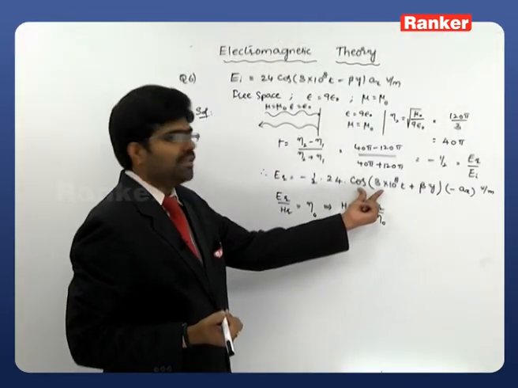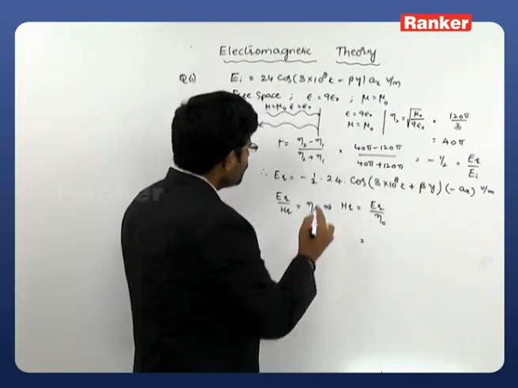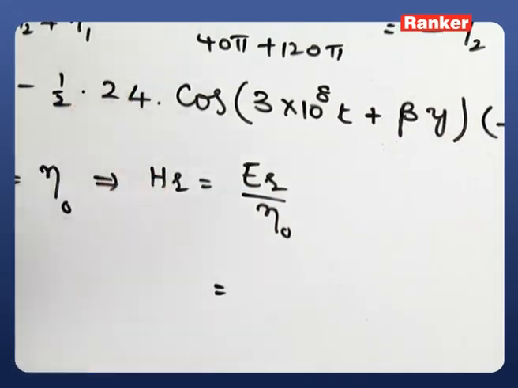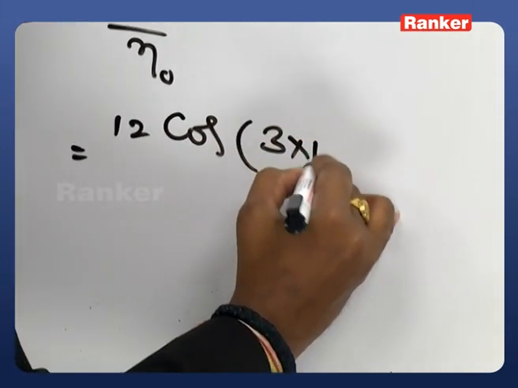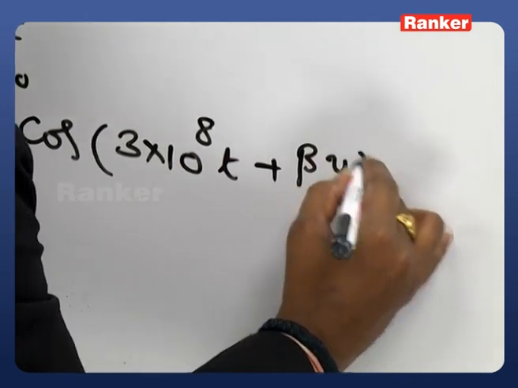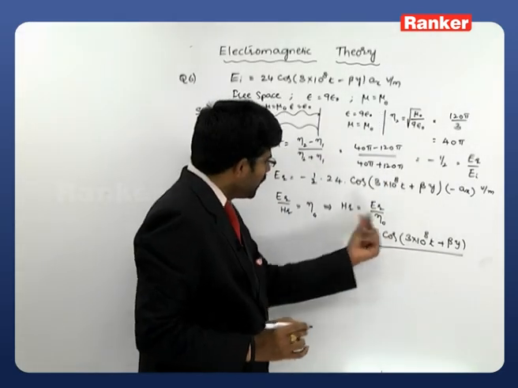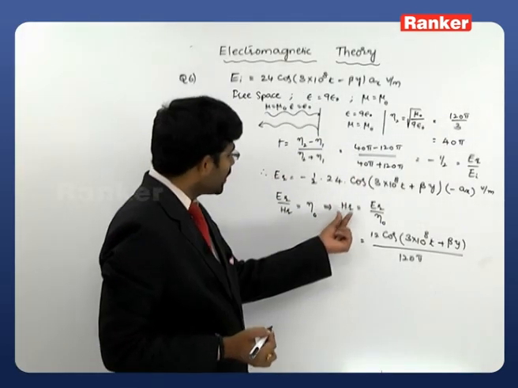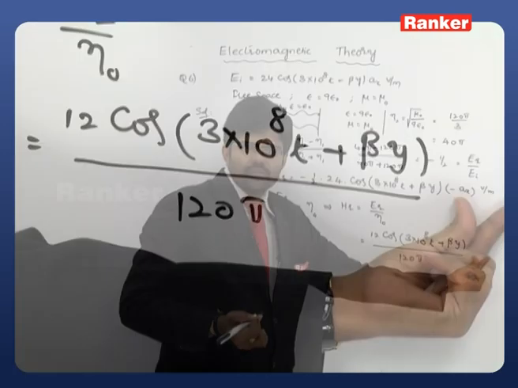Take this E_R and substitute here, which equals, after simplification, negative into negative, which gives a positive. 2 goes 12 times here. So 12 cos(3 × 10^8 t + βy) divided by η0, that is the entire E_R I wrote here, η0 is 120π. And what will be the direction of this H_R? Here we are supposed to represent the unit vector also, right?